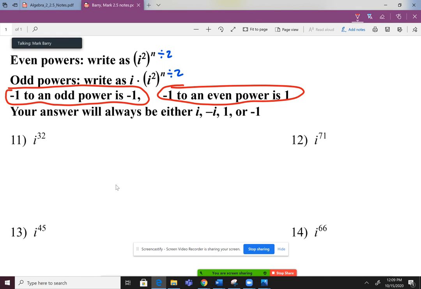So number 11 here is an even power, correct? I to the 32nd, that's an even power. So I'm going to write it like I set up here. So I'm going to write an I squared inside of parentheses. Then on the outside of the parentheses, I'm going to take my power and divide it by 2. So 32 divided by 2 is 16. Are you allowed to use a calculator for that? Yes.